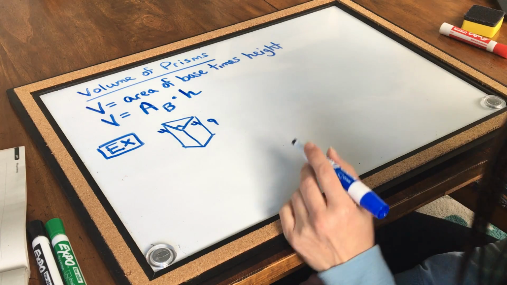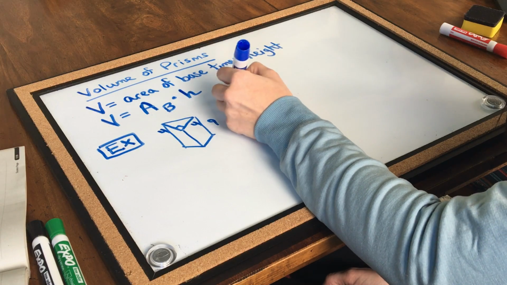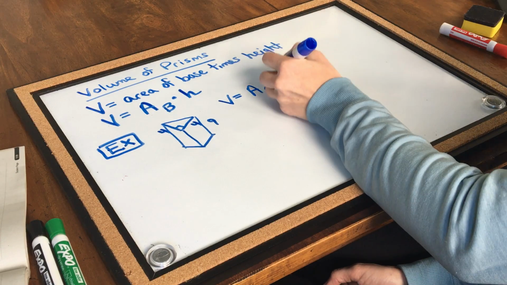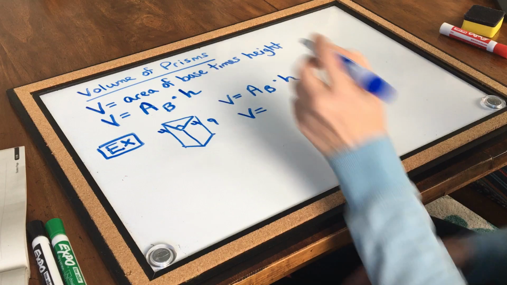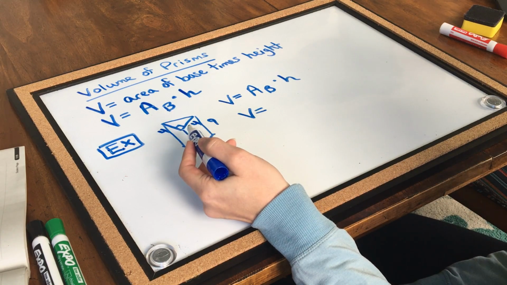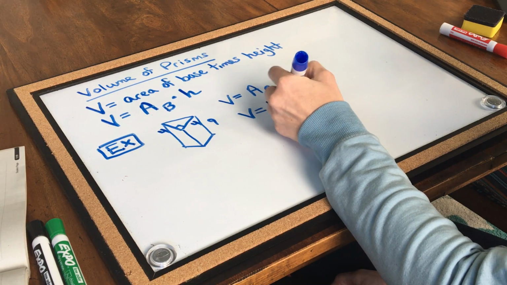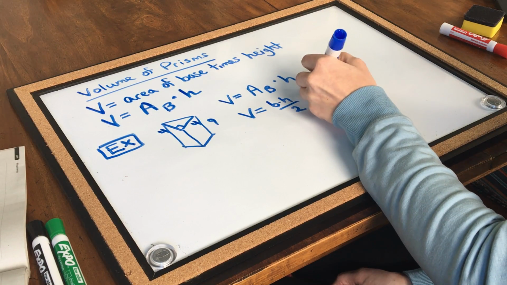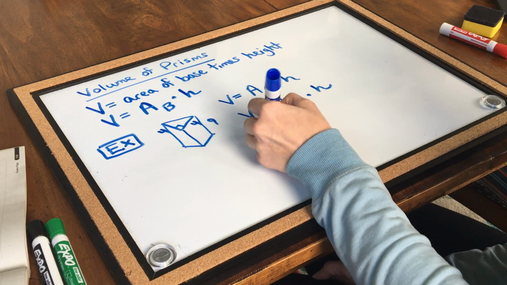Okay, so when I calculate, my volume is going to equal the area of the base, which in this case is a triangle, times the height. So, yesterday's lesson, we talked about the area of the base. And the formula for area of the base of a triangle is base times height divided by 2. Okay, and then I'm going to need to multiply that by the height of the whole figure. So that's the 9.